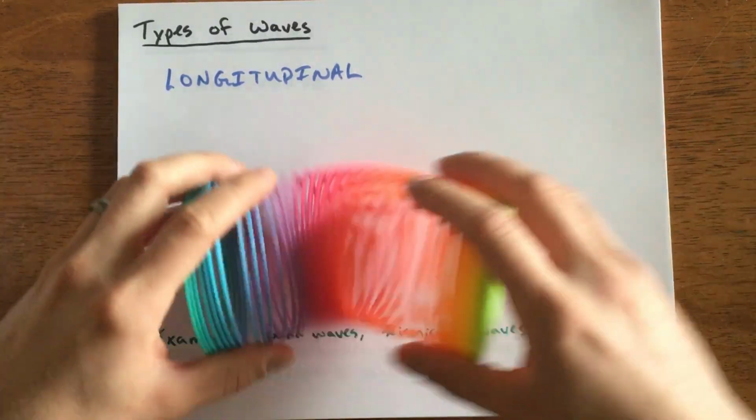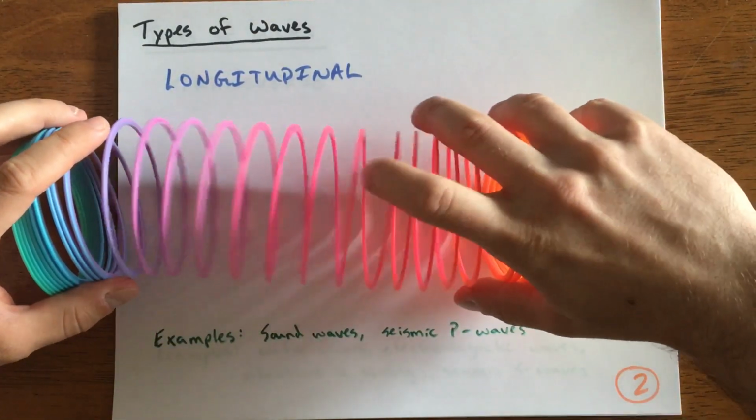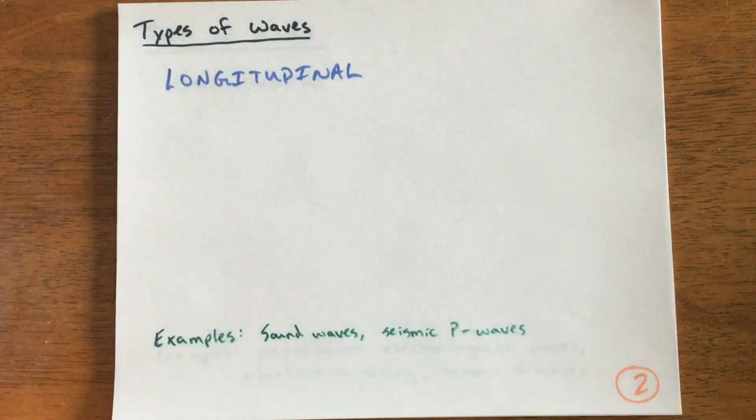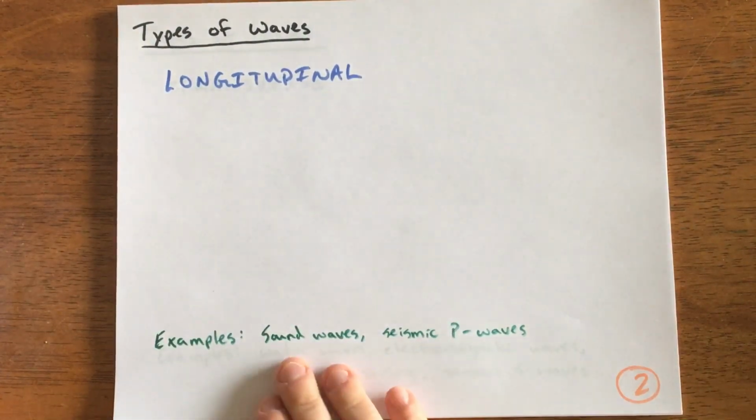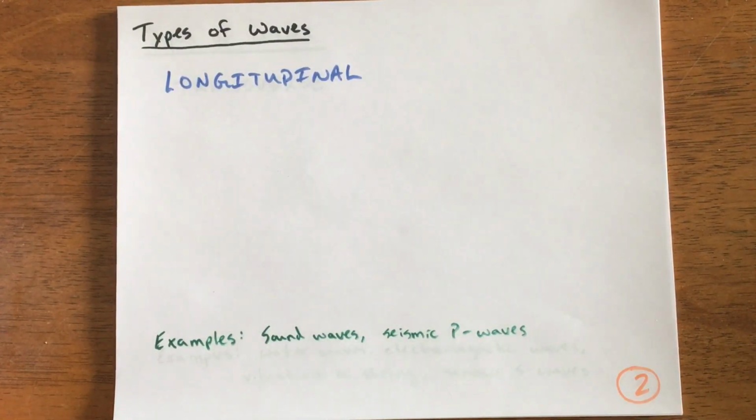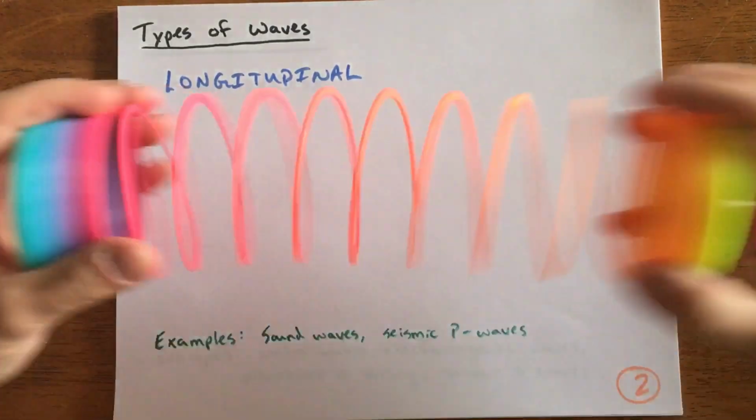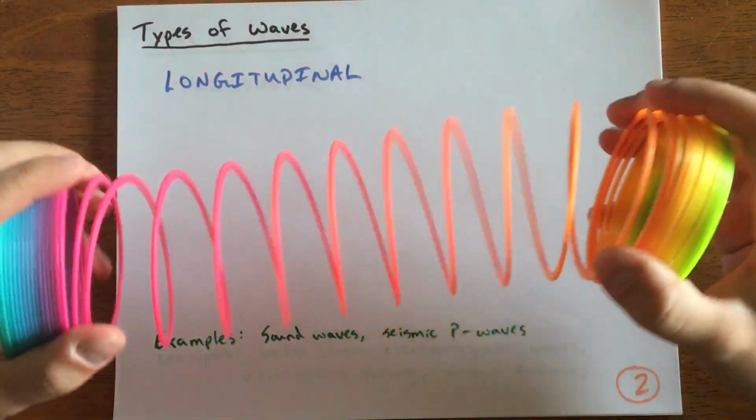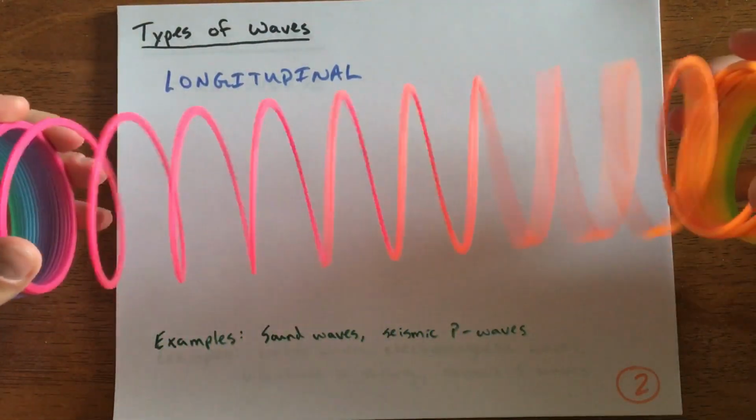The compression or squishing of that wave is moving in the same direction as the wave itself. Some examples of waves like this are sound waves and seismic P waves, or those earthquake waves you maybe learned about a couple years ago. So sound waves work in the same way, where the air particles are squishing and expanding in a pattern that moves through the air so that we can talk to each other.